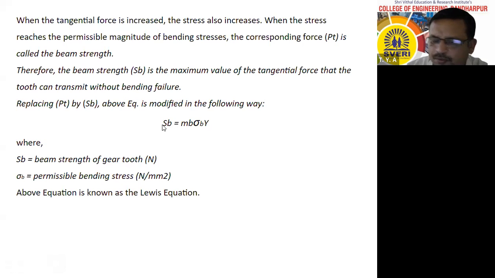What is the unit of load? The unit of load is Newton. Therefore, SB is the beam strength of the gear tooth in Newton. Sigma b, the permissible bending stress, is in Newton per mm square. Module m is in mm. Similarly, b, the face width, is in mm. This Y is the Lewis form factor. It is a unitless quantity. Always remember. Therefore, this equation is known as the Lewis equation.